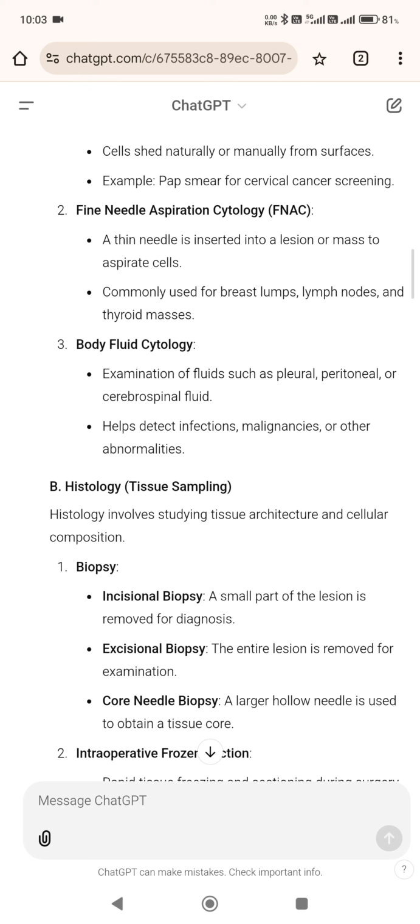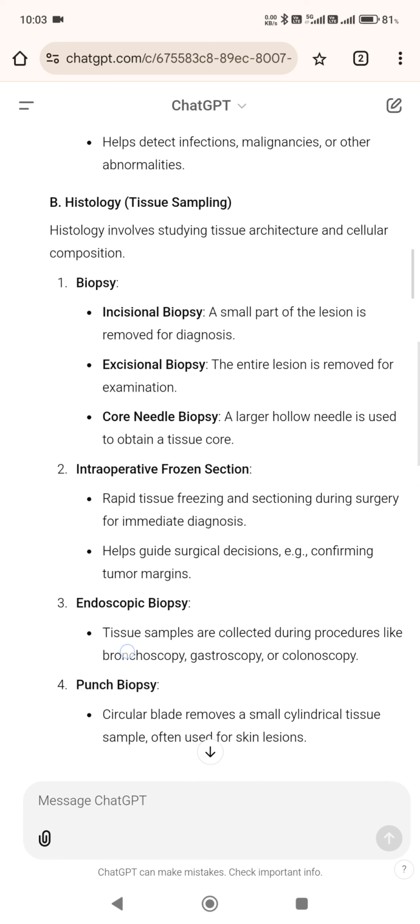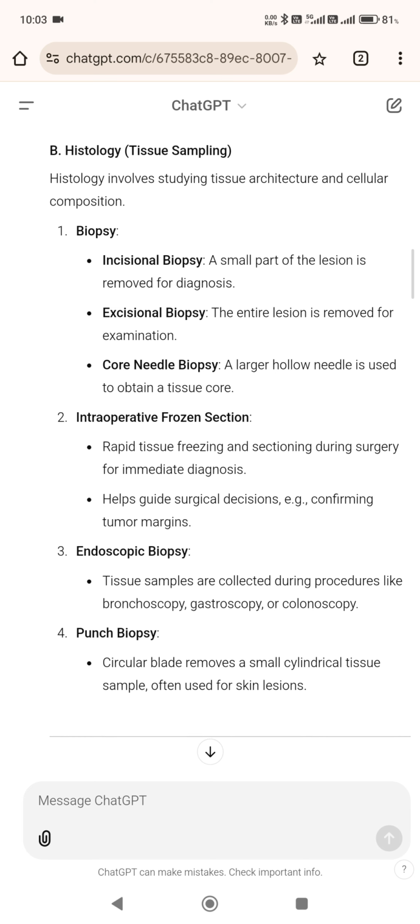3. Body fluid cytology. Examination of fluids such as pleural, peritoneal, or cerebrospinal fluid. Helps detect infections, malignancies, or other abnormalities. B. Histology, tissue sampling. Histology involves studying tissue architecture and cellular composition.